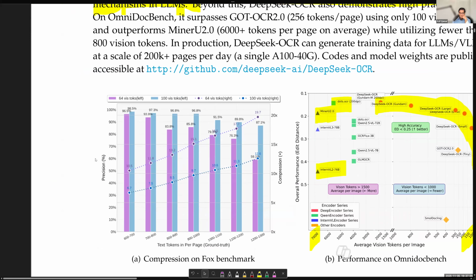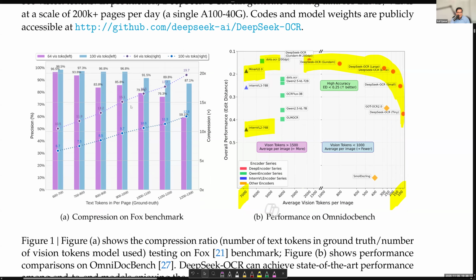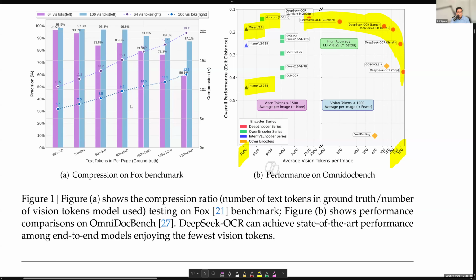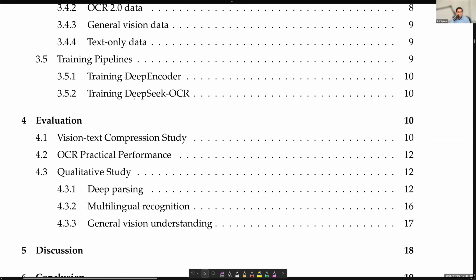And here also they are trying to say that, depending upon how many text tokens per page you put, you achieve a very high compression ratio. For example, this is just a compression ratio chart and so on and so forth. And as we'll see, they have different slicing techniques we'll talk about. Anyway, so this is the main result of the paper.